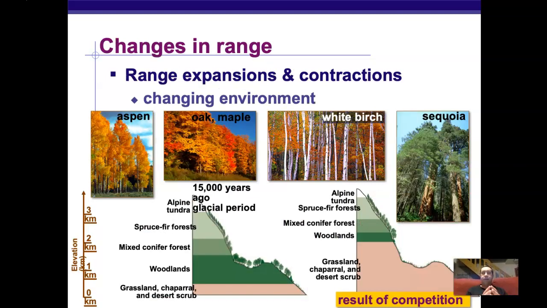So throughout history, ranges can change. They can expand when maybe there's a mass extinction. They can contract due to a variety of things: climate change, human activity, loss of habitat, all those things. And you can see in the graph here, as you go up the side of the mountain, how this has changed. This is the result of competition. Grasses and chaparral were very far down this. You can see how it's changed a little bit in the last 15,000 years.